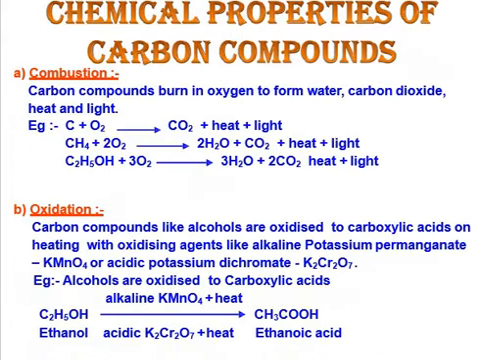First chemical property is combustion. Carbon compounds burn in oxygen to give you carbon dioxide and water. Similarly, you have learnt in your lower classes, carbon burns with oxygen to give you CO2 and heat and light. Basically, in all combustion reactions, you see the evolution of heat and light.